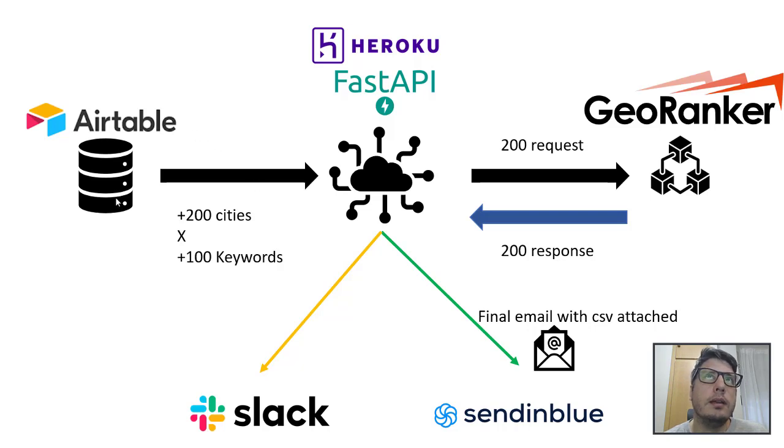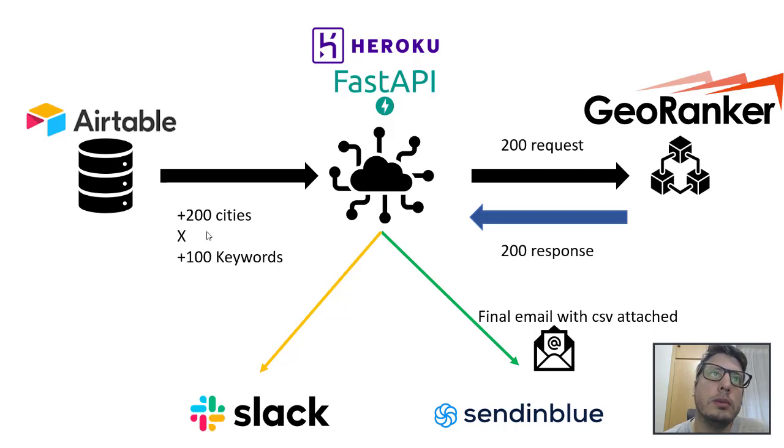So basically, the solution was to create a web service. I created a web service in the middle using Heroku as a platform as a service with FastAPI that received the request from Airtable with the data of the 200 cities and the keywords, one request, and then the service handled making all of the combinations: like 200 requests, one request containing one city and the 100 keywords, or the 20,000 requests if it wanted to be one request per combination of city and keyword.